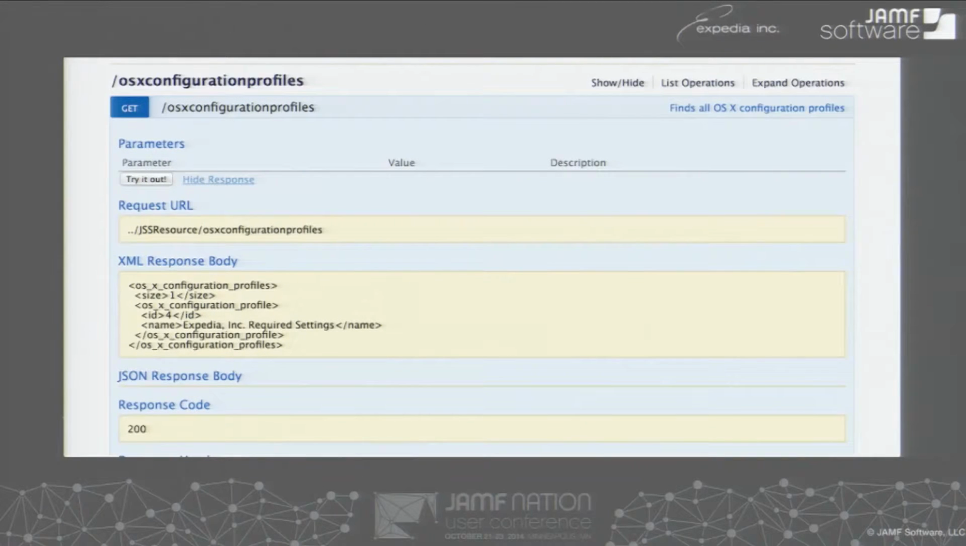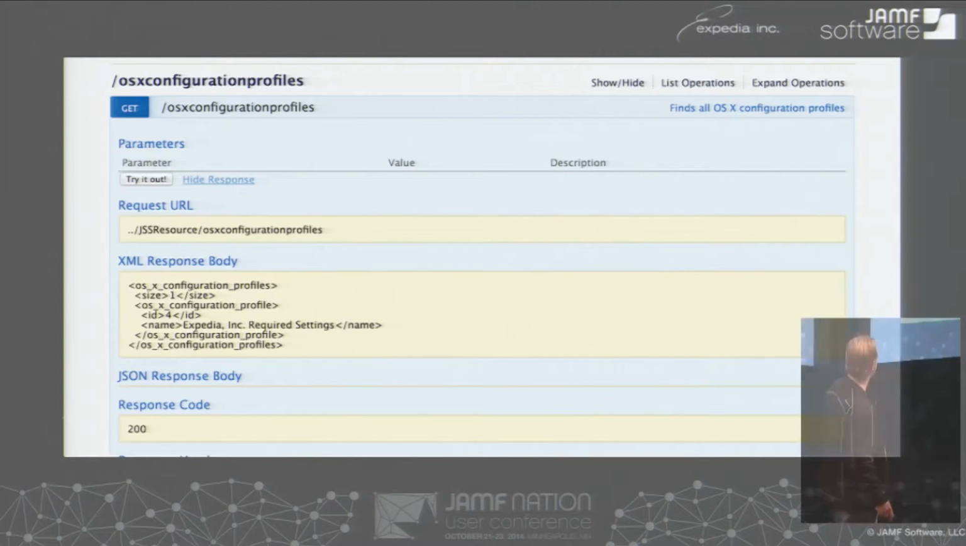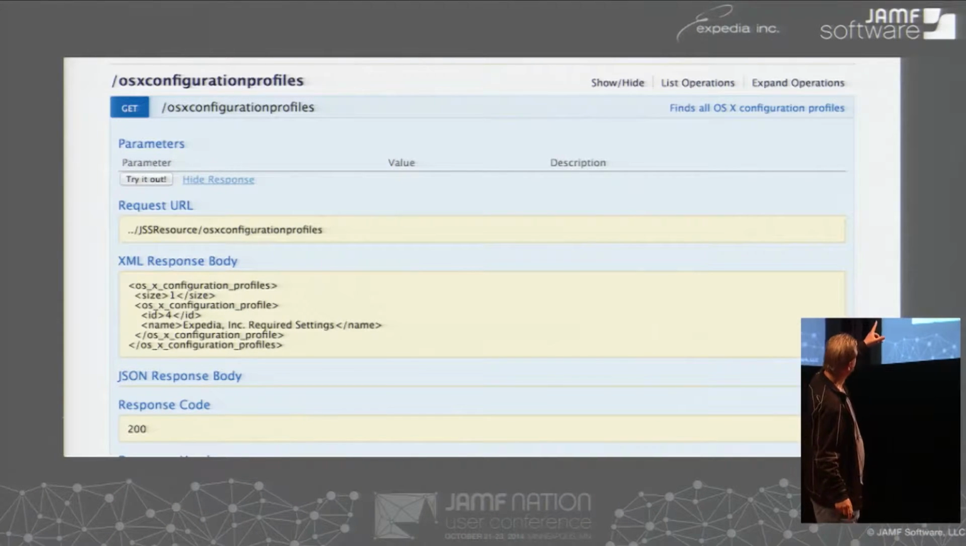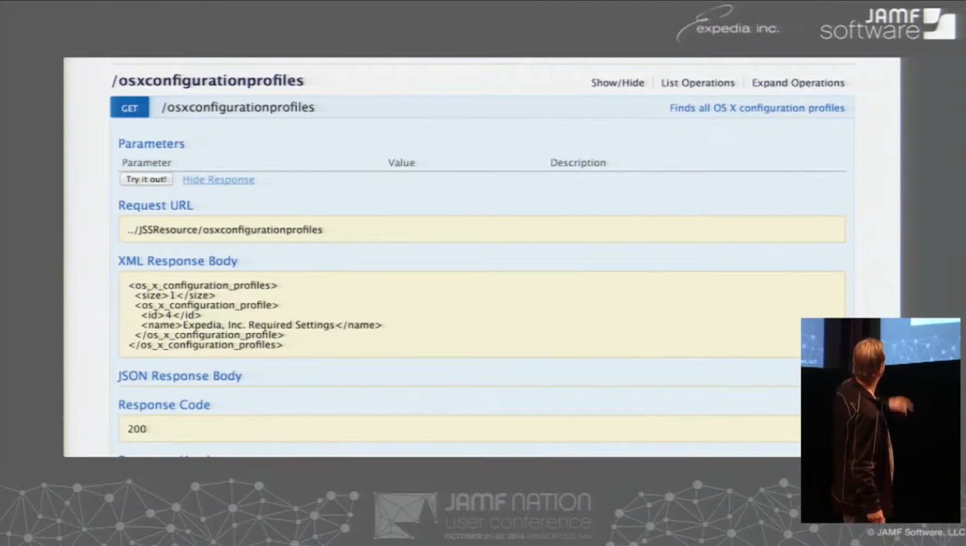And if you click on it, it drops down, and there's a lovely try it out button. And so this is getting, again, that entire collection. This is getting the OS 10 configuration profiles collection. You click the try it out button, this is the request URL, so it's right there. If you want to know what it is, you can copy and paste. And then the response body.